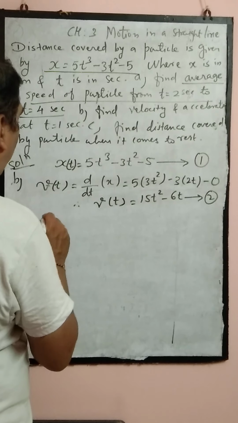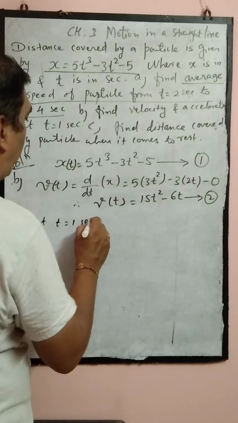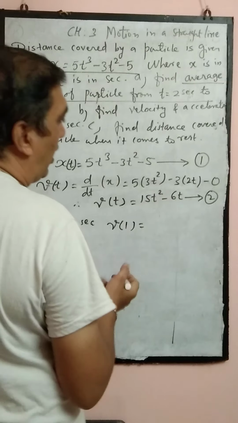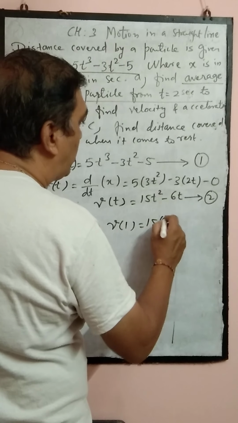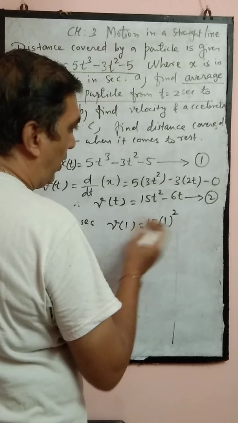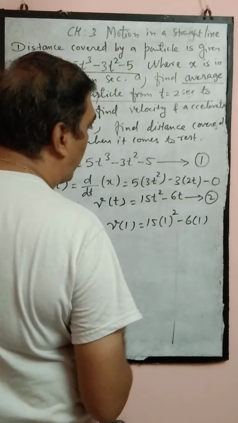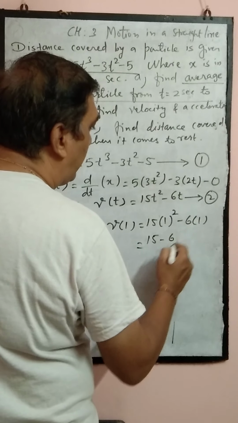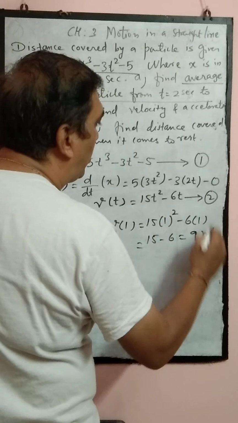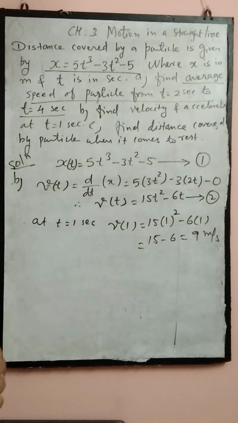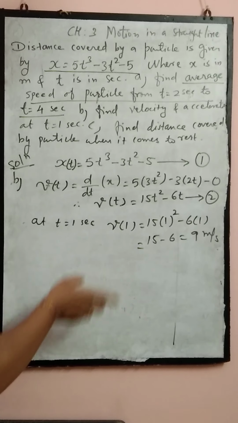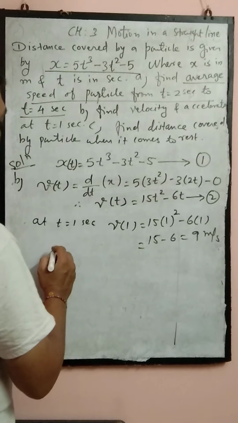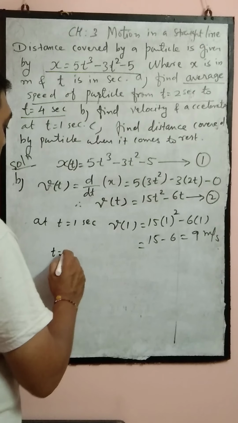So here, substituting at t equal to 1 second, right? What will we get? Velocity is equal to, just as previously we have discussed, we just have to substitute the value of t: 15 into 1 square, that is 1 only, minus 6 into 1. So 15 minus 6 is equal to what? 9. 9 what? Meter per second. So at 1 second, what is the speed of the particle? 9 meter per second.